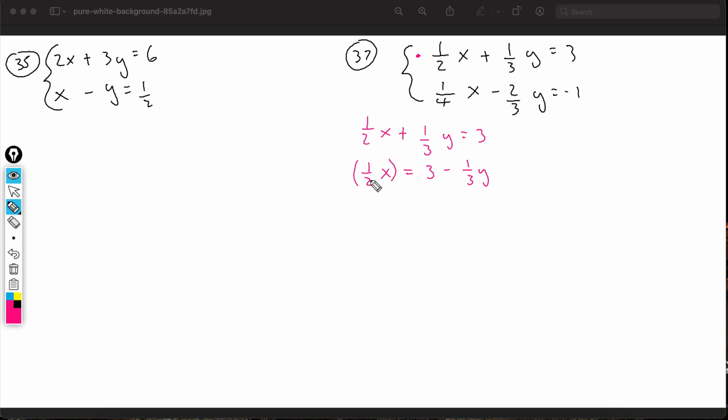I'm going to multiply both sides by 2. Okay? Multiplying by 2 because there's a 1/2, so the 2 goes on the outside. He's done. This is just an x equals 6 minus 2/3 y. Do you understand everything I've done so far? Haven't done anything that crazy.